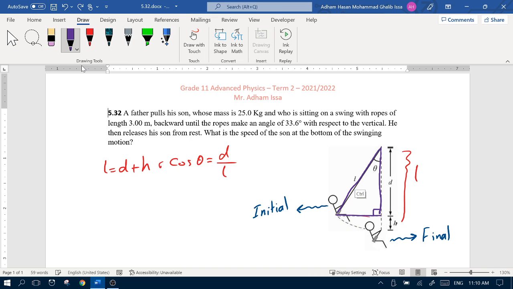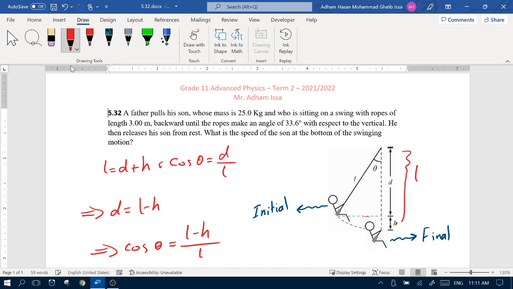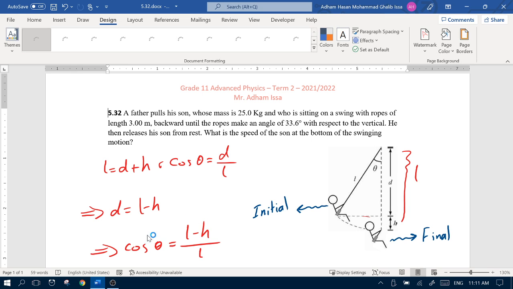These two equations we can use to link h together. Now let's substitute for d using the first equation. Going back to here, from the first equation we can say that d is equal to L minus h. Next, we can say that cosine theta is equal to, instead of d, just write L minus h over L. So I took this d, L minus h, and plugged it in here in the cosine theta. Now let's rearrange this equation so that we can find the height h in terms of L and theta.